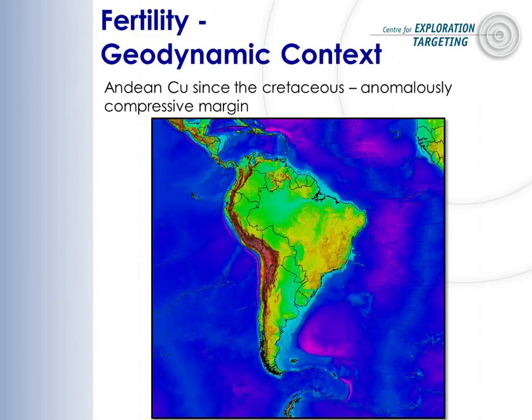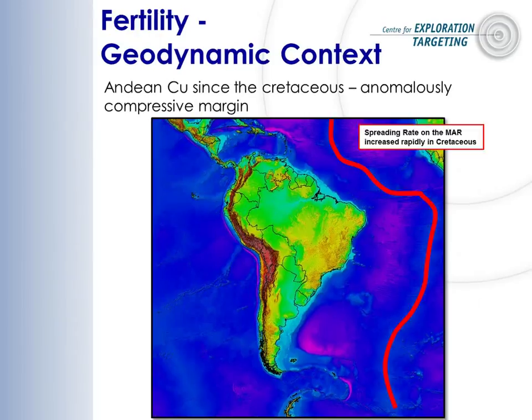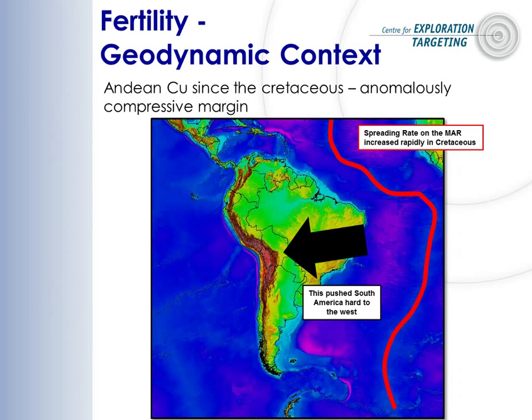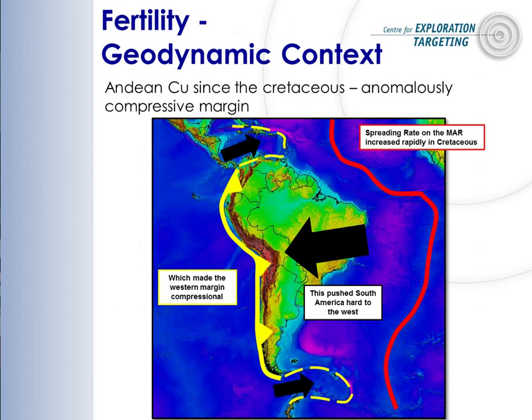So just to put it together, the Andean margin, it's been since the Cretaceous, what happens? The mid-ocean ridge opens, moves a lot faster, pushes South America hard to the west, and so you make this an anomalously compressional margin along its entire length.